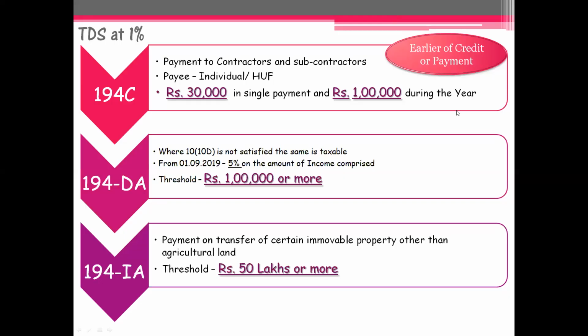Next is 194IA. When there is a payment on transfer of certain immovable property other than agricultural land. So whenever there is a transfer of property above rupees 50 lakhs, then 194IA will be applicable. However, a specific exclusion from this is compulsory acquisition of a property, because that is dealt with in a totally different section.